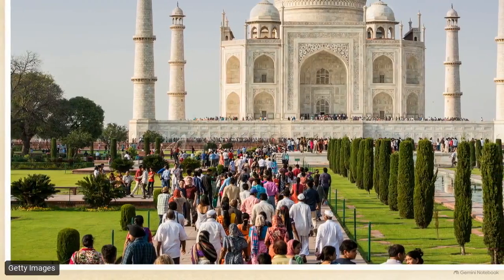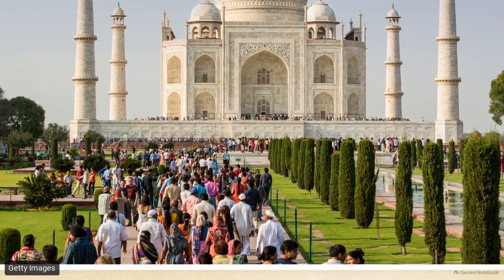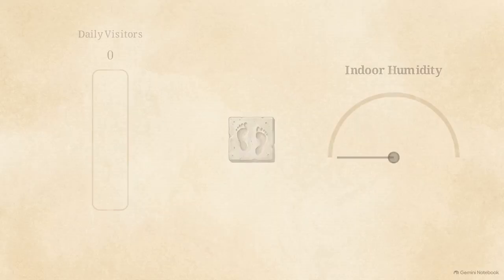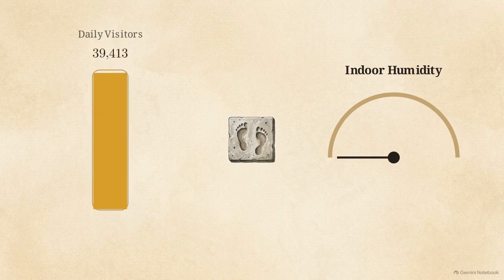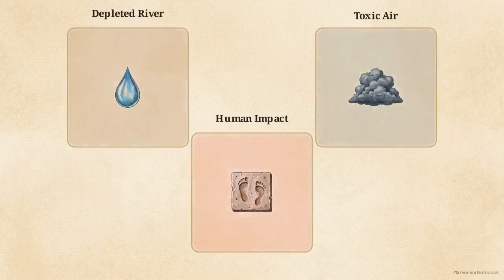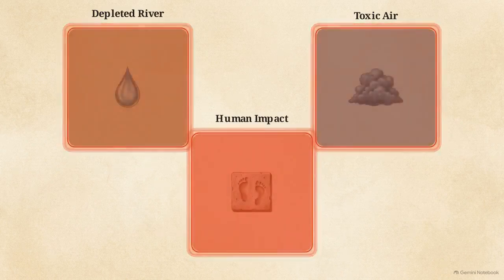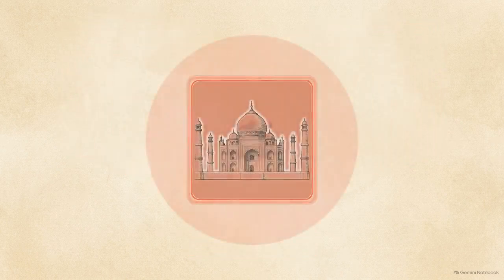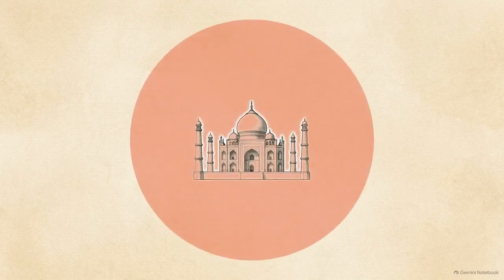On the ground, the monument faces the physical weight of mass tourism. Up to 40,000 daily visitors wear down the stone floors and increase the humidity inside the tomb. The water, the air, and even human interaction have all shifted from supporting the structure to actively wearing it down.